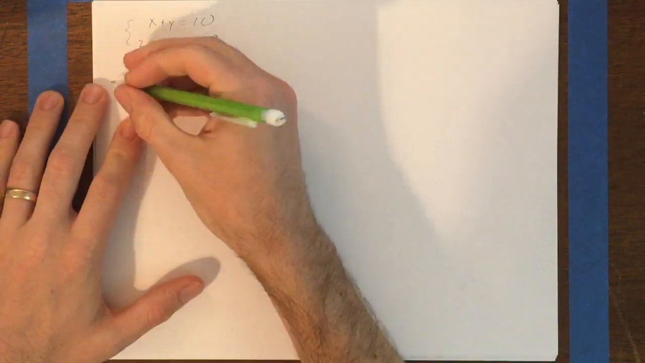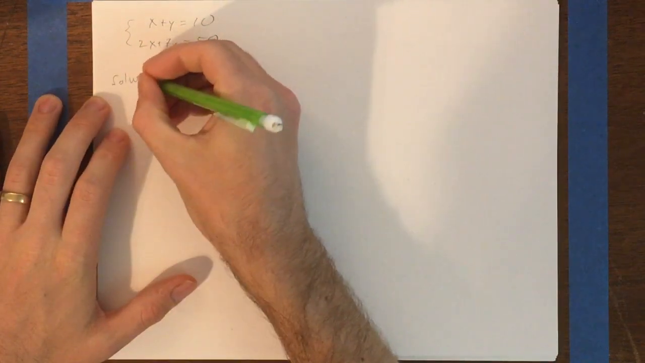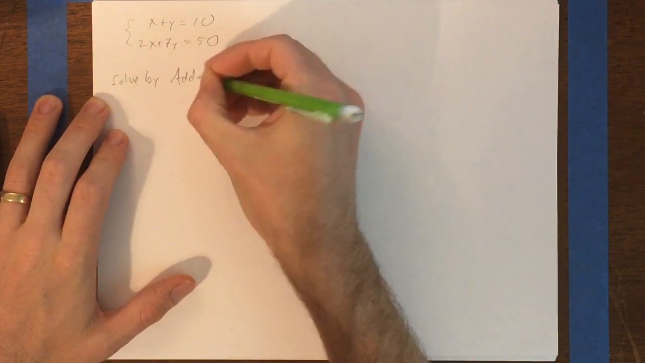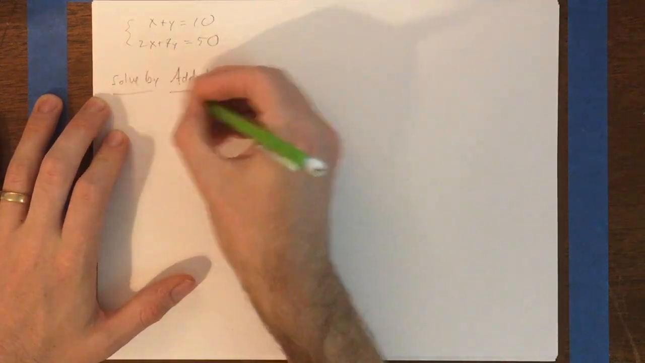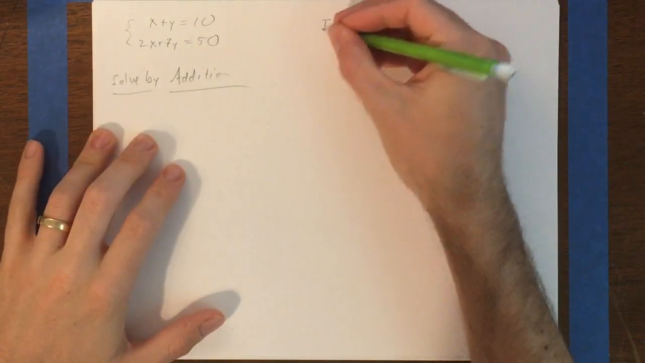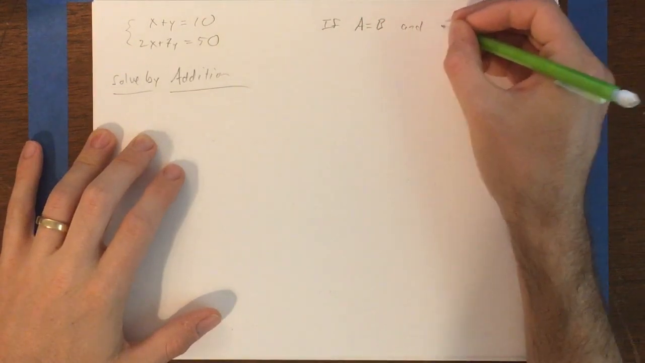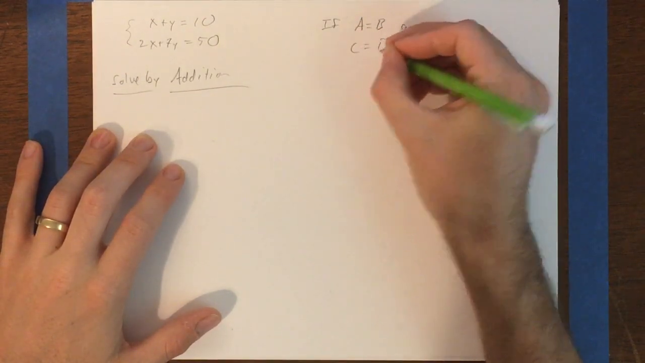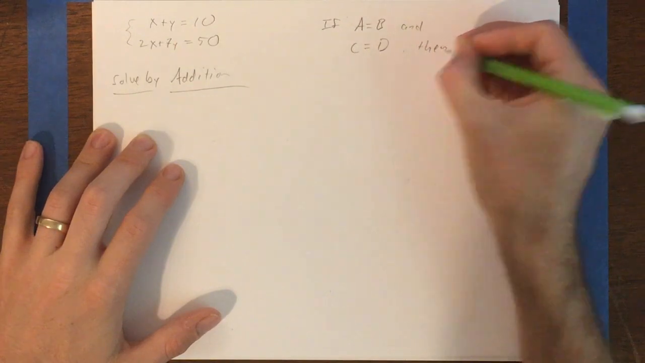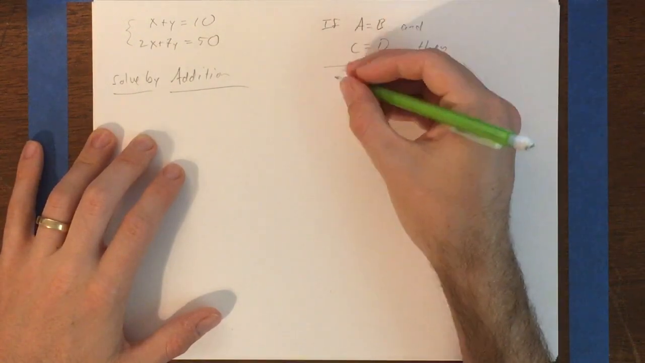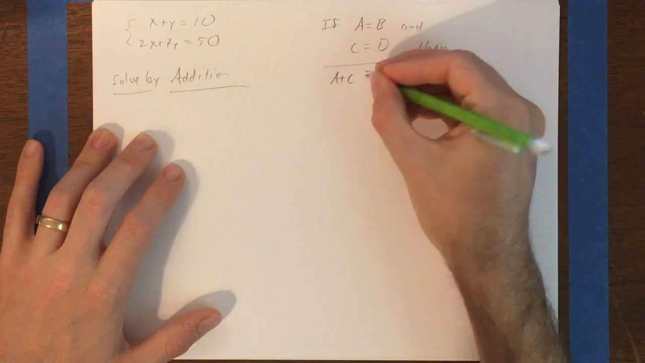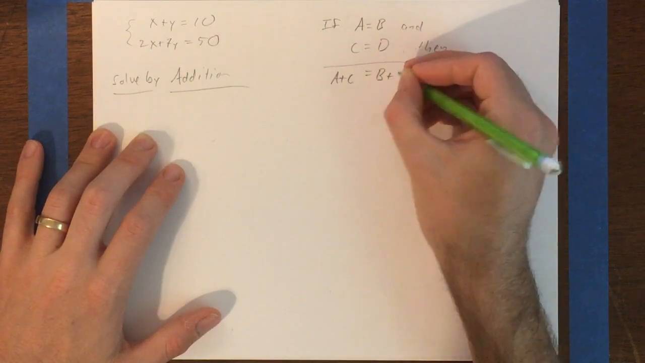All right, so one more time solving this system of equations. This time we're going to solve by what's called the addition method. This strategy relies on the idea that if you have A equals B and C equals D, then you can add A plus C, and that will equal B plus D.